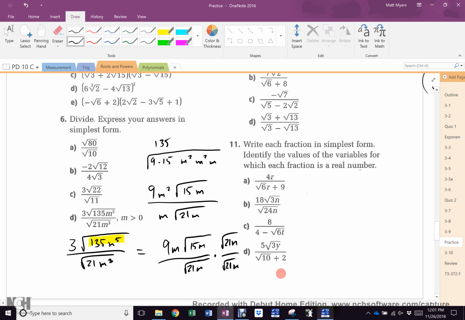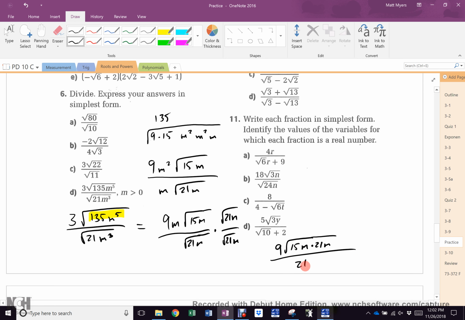So that gets me to 9m root 15m times 21m, right? Over 21m. Yes? Why is it 9m, 15m? Oh, because oh yeah, there is still an m there. Sorry. 9m. Now what?